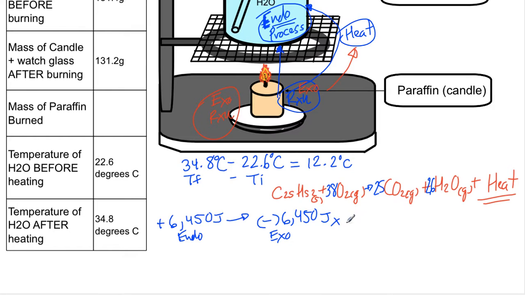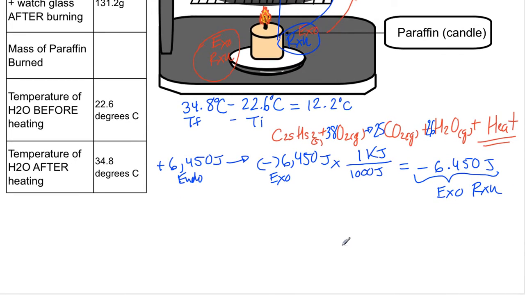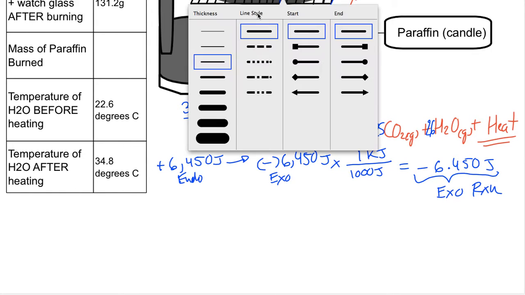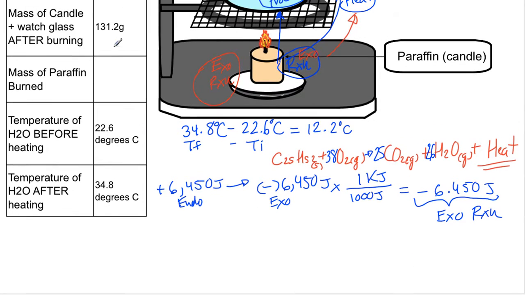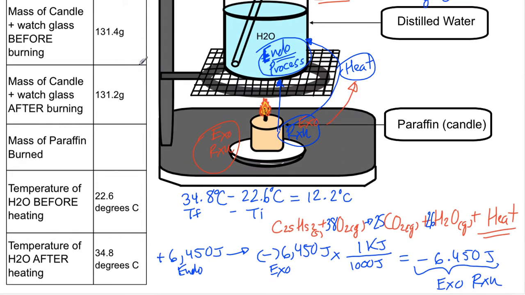So now it's a negative 6,450 joules. What I want to do is turn that into kilojoules. Kilojoules divided by 1,000 joules, and what I get is negative 6.450 kilojoules. That is how much heat was given off by the exo reaction. That's the enthalpy of that reaction, but not in any usable form. What I need to do now is compare this to the grams value of my loss of candle, the mass of the candle that was lost.